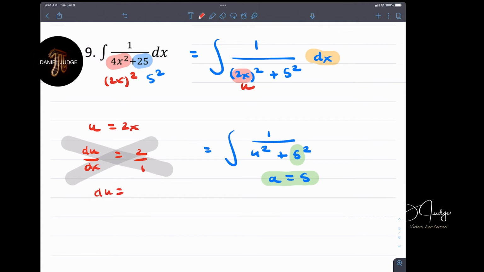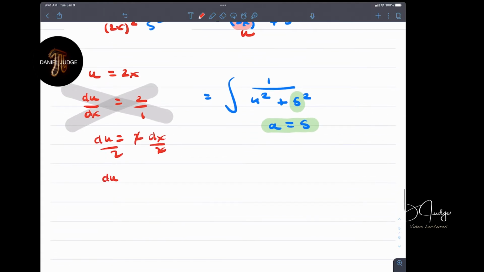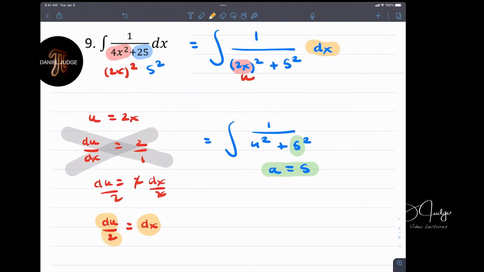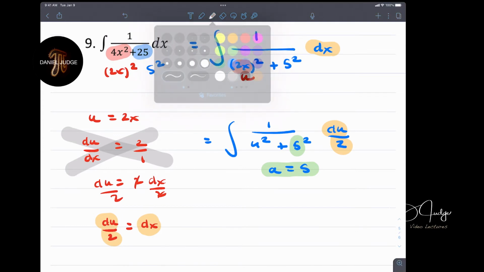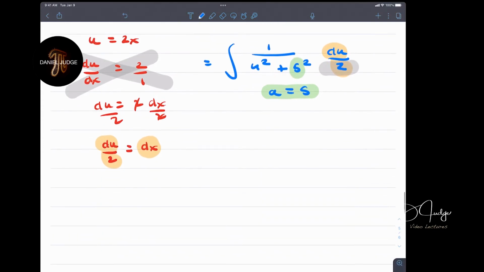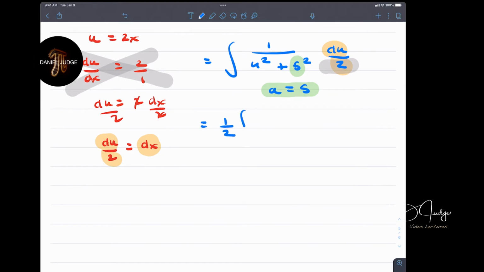And you'll get du is 2 dx, divide both sides now by 2. And you get du over 2 is dx. And we get to now replace that dx with the du over 2. So you get to pull out the constant of 2. So pulling out that constant now is 1/2, 1 over u squared plus 5 squared du, where that a value is 5.